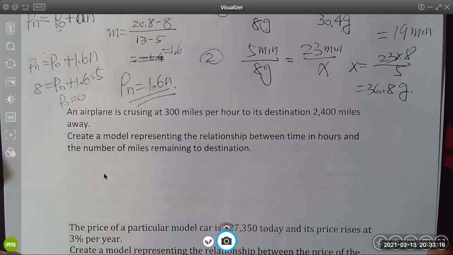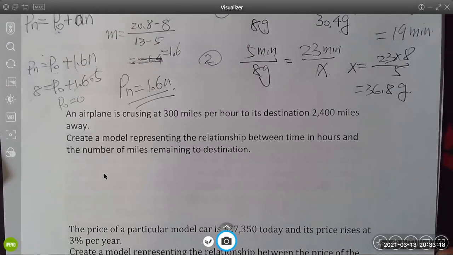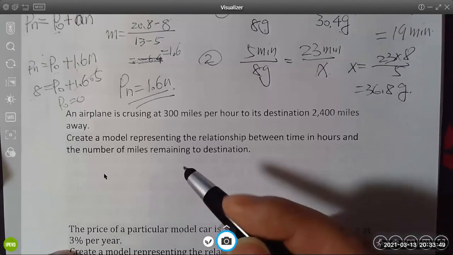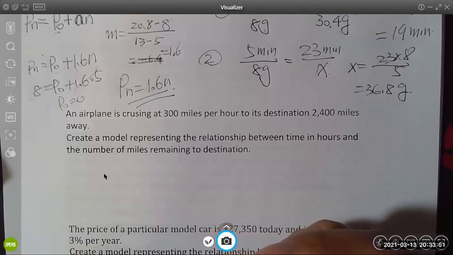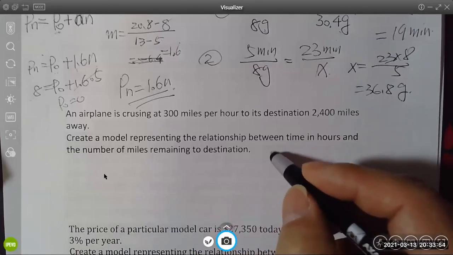An airplane is cruising at 300 miles per hour to its destination 2,400 miles away. Create a model representing the relationship between the time in hours and the number of miles remaining to the destination. So if you are flying towards that destination, as time goes by, you're getting closer to the destination. Is that right? That's common sense. So that means the distance to the destination gets shorter over time, right? So your output is distance, time is input. Let's say they didn't say what variable we use, so let's just use Pn as output.